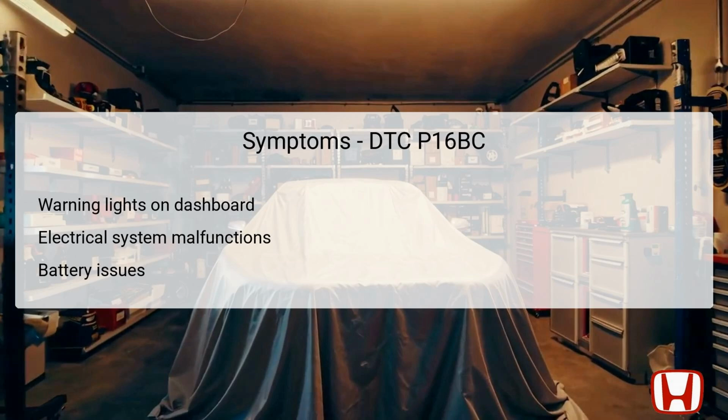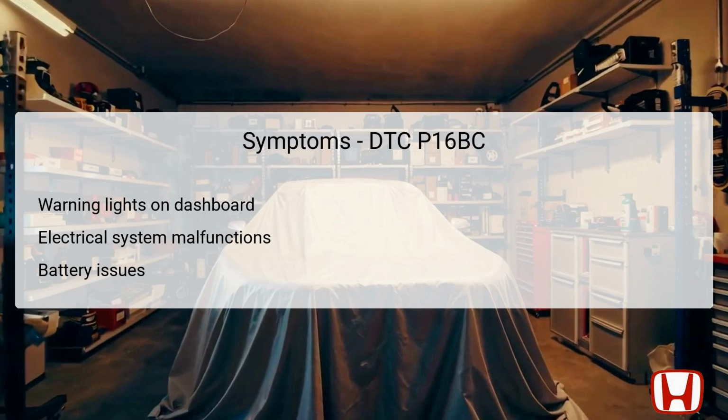The symptoms associated with DTC P16BC may include warning lights illuminated on the dashboard, especially the battery and charging system lights. Drivers may also experience various electrical malfunctions, such as dimming headlights or malfunctioning power accessories. Moreover, problems with the battery itself can arise, often showing signs of discharge or failure to start.